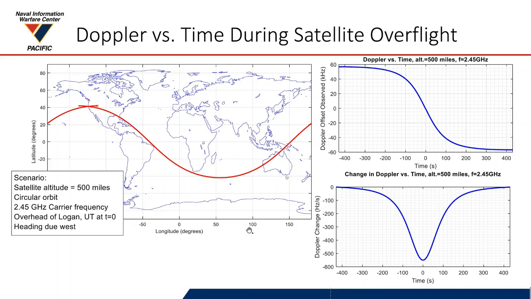This hypothetical example illustrates the problem we're trying to solve. Imagine there's a satellite at a 500-mile altitude, and it is a relay in a 2.45 gigahertz communication channel. Based on its position and altitude, it's going to have to travel fast in order to maintain orbit, and the observed Doppler as it flies overhead is going to have a magnitude of about 57 kilohertz maximum, and when it's right overhead, it's going to have a maximum Doppler change of minus 550 hertz per second.